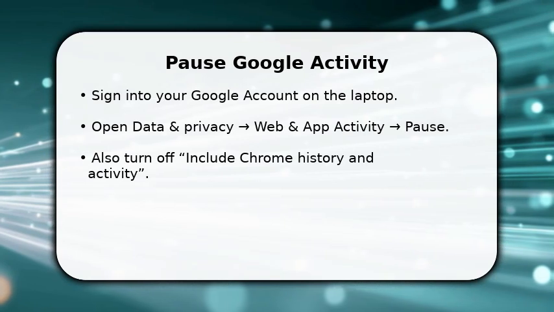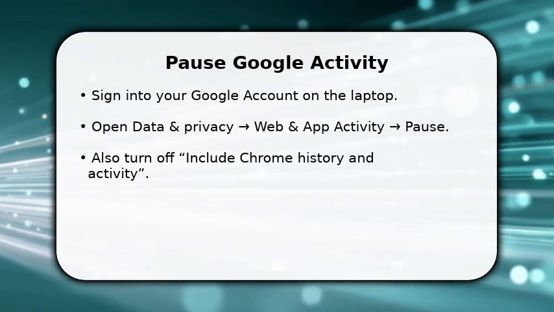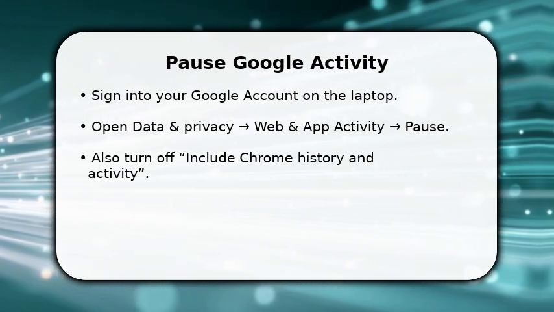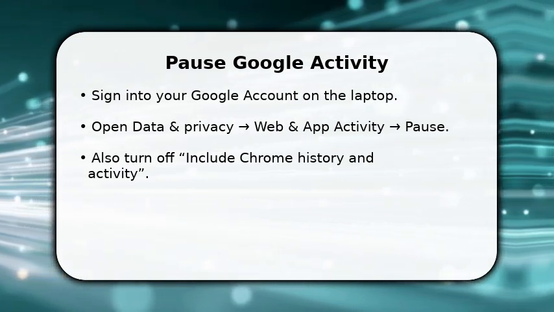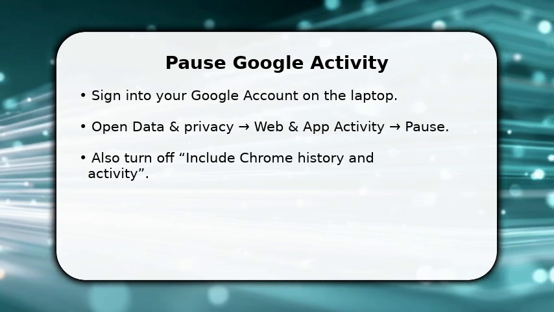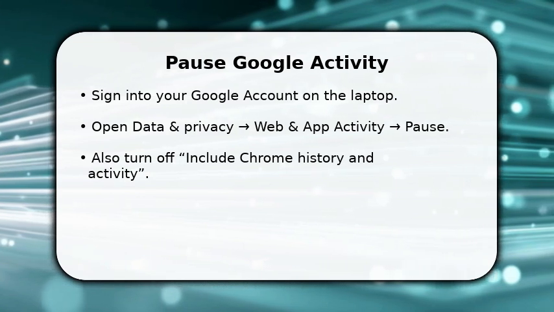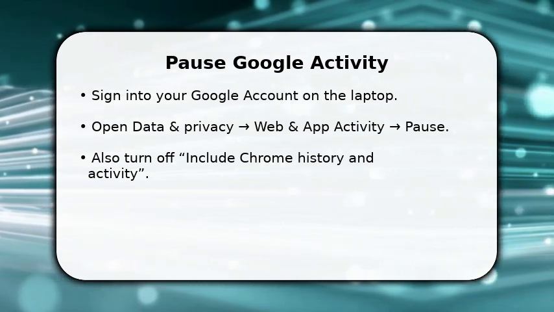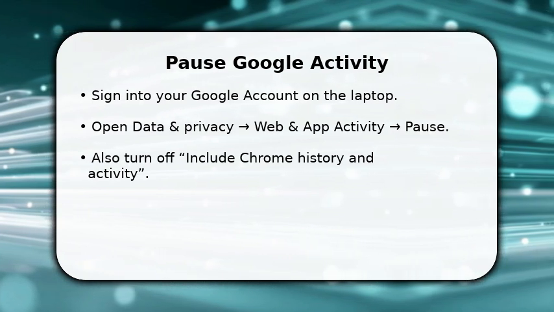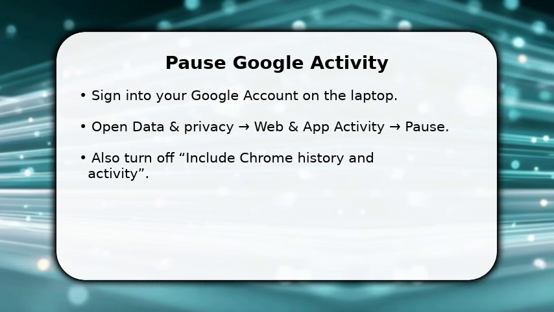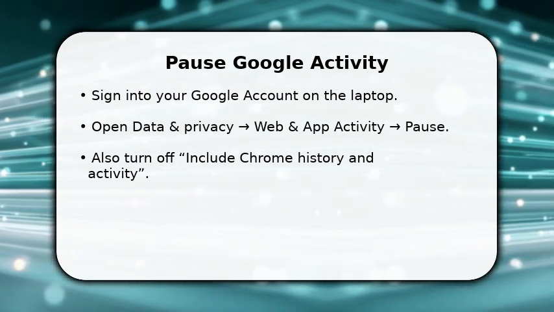You start by signing into your Google account and going straight to Data and Privacy. Once there, open Web and App Activity and hit pause so searches stop recording to your account. Make sure you also disable the toggle that says Include Chrome History and Activity, because that links local browser actions to the cloud. This is the first actionable step. It prevents new items from being saved while you continue with deeper cleanup and sync controls.